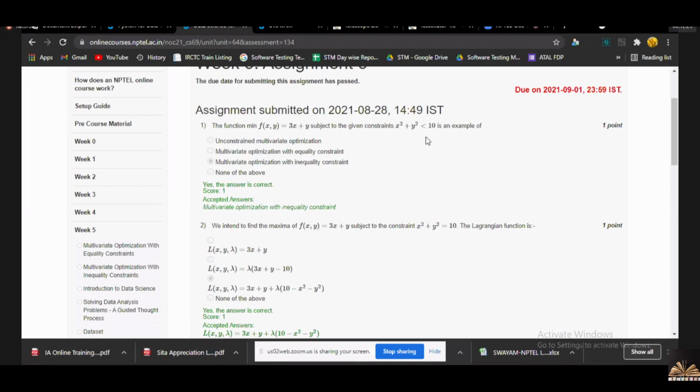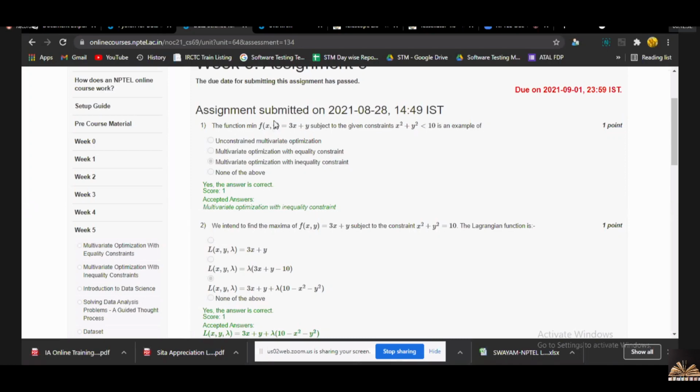That means there is no constraint. The constraint is not given. Without any constraint, and this is the function, in that case we consider it as an unconstrained multivariate optimization. But next is what? Multivariate optimization with equality constraint.